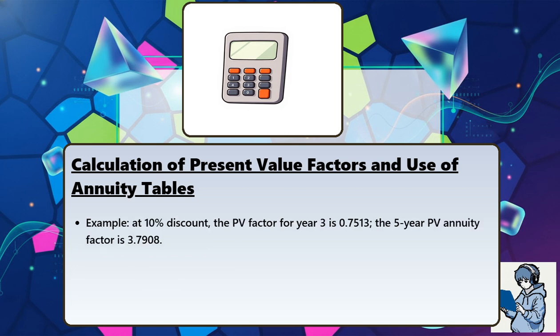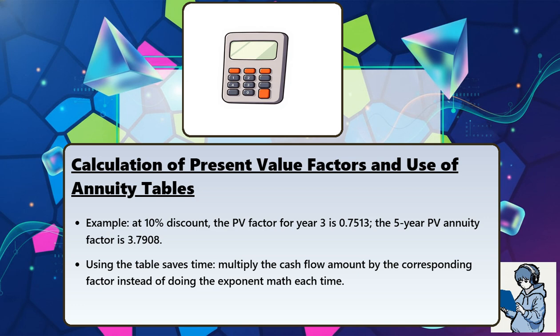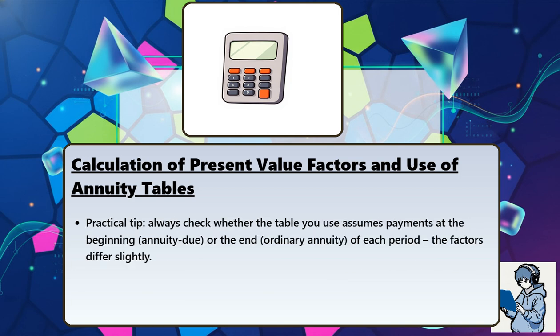Example: at 10% discount, the PV factor for year 3 is 0.7513. The 5-year PV annuity factor is 3.7908. Using the table saves time. Multiply the cash flow amount by the corresponding factor, instead of doing the exponent math each time. In Excel this equals PV(R, N, negative PMT, 0). Practical tip: always check whether the table you use assumes payments at the beginning (annuity due) or the end (ordinary annuity) of each period. The factors differ slightly.